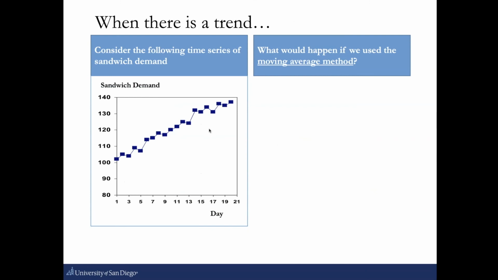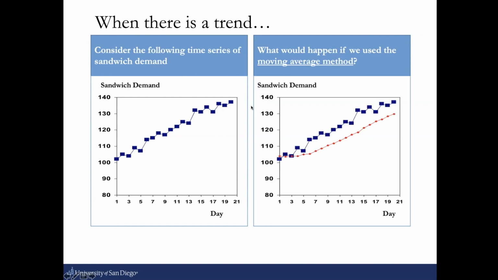Now, what happens when there is a trend? So consider this time series model. We have day on the x-axis and demand on the y-axis. This is for sandwich demand. You can see that there's an upward trend, right? It's pretty conforming to a straight line here. What would happen if we use the moving average method? You see that if you use the moving average method, you will always underestimate the demand.